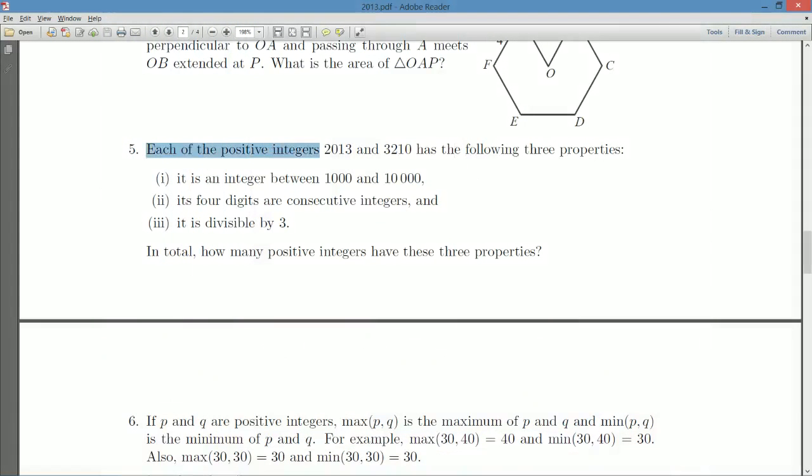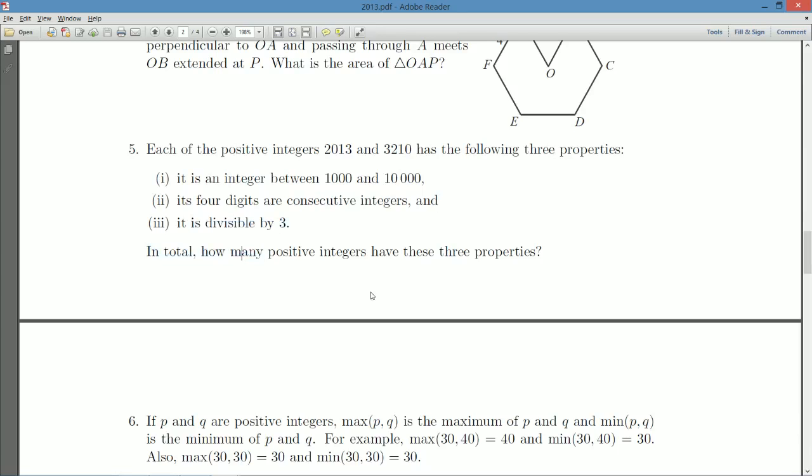Each of the positive integers 2013, which happens to be the year the contest was given, and 3,210 has the following three properties. It's an integer between 1,000 and 10,000, so what they mean is it's just a 4-digit integer. Its 4 digits are consecutive integers, so 0, 1, 2, 3. And it's divisible by 3. In total, how many positive integers have these three properties?